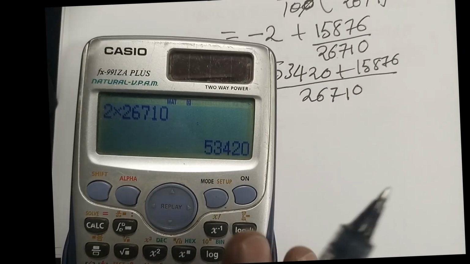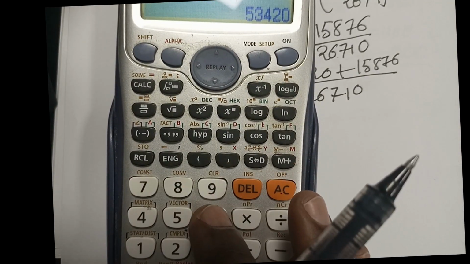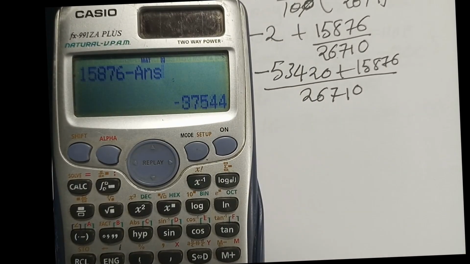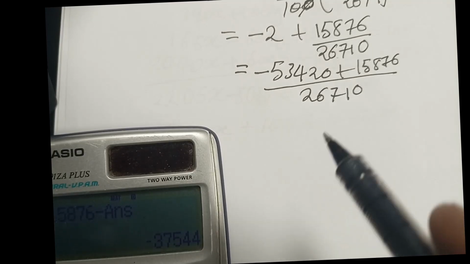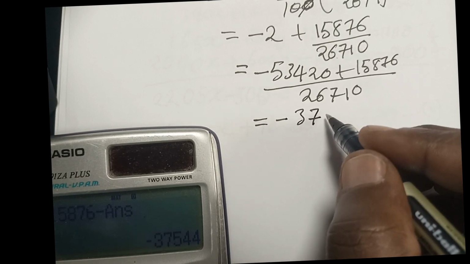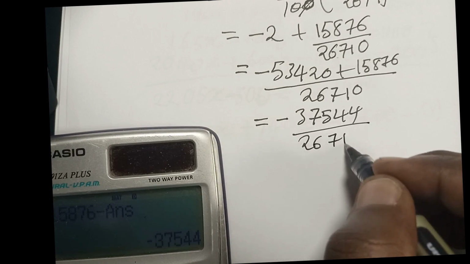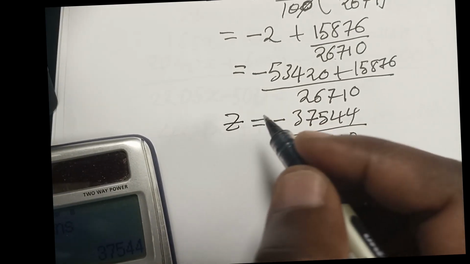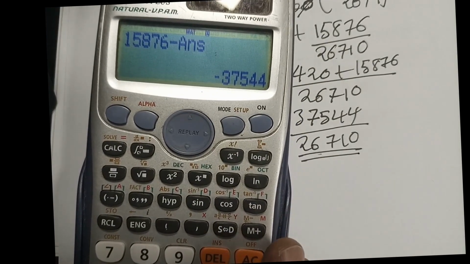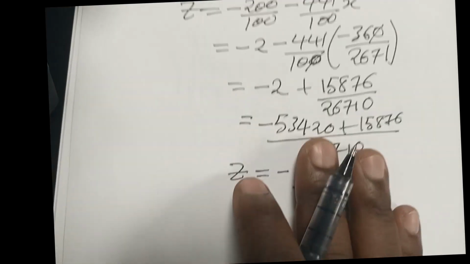Now finding the difference here, we're going to say 158 minus our answer. We're getting negative 37544 over 26710. So this is our Z. This is the Z value. So next is to find the Y value.